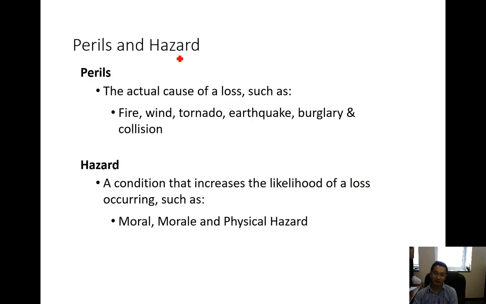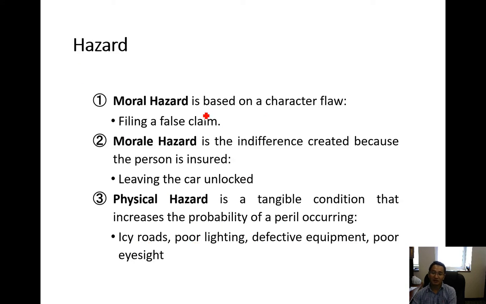Let's talk about loss, right? What can cause loss is called perils, and what increases it is called hazard. The perils are the actual cause of loss, such as fire, wind, tornado, earthquake, and something else. Hazard is a condition that increases the likelihood of a loss occurring, like moral and physical hazard. So what is moral hazard? It is based on character flaw, filing a false claim. That's called a moral hazard.